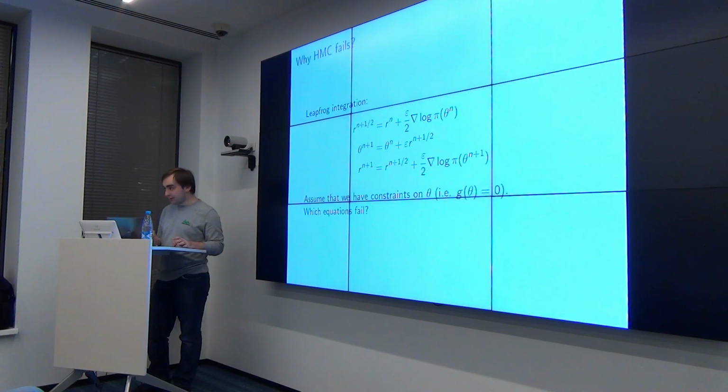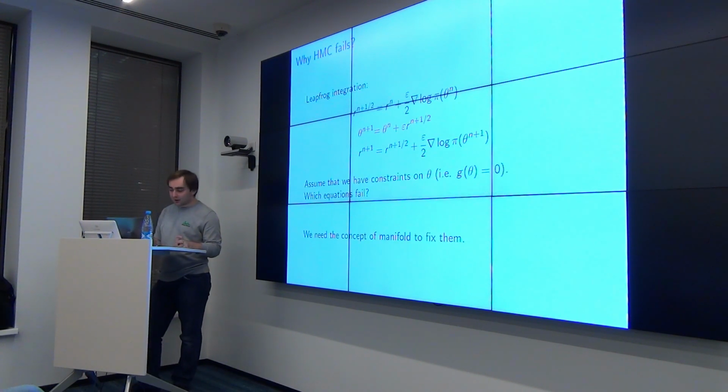So let's look at the leapfrog again. Now assume that we have some constraints on theta, which is the case for orthogonal matrices. And why? What do you think? Which equations fail? At least one of the three equations fails. Yeah, it's actually the second one.